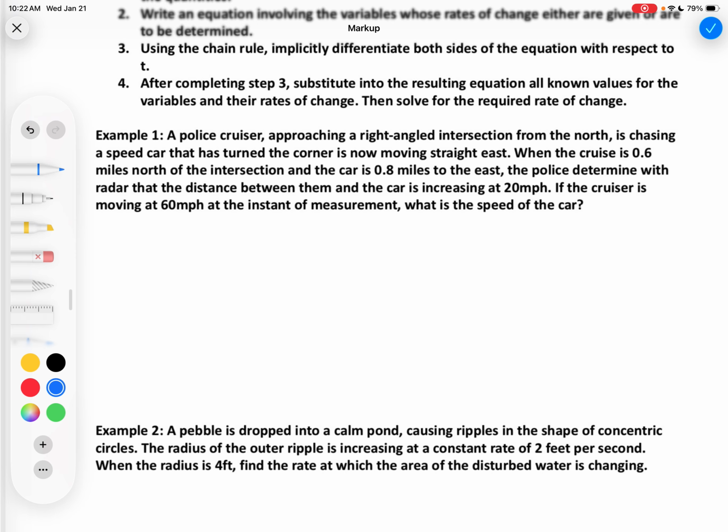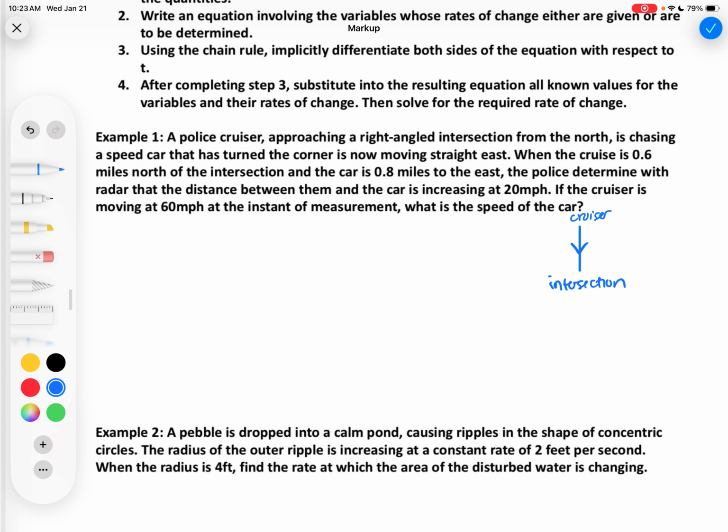Just to get a visual here, I have the intersection, and the police car is coming from the north. So I'm going to draw a little arrow here. I'm going to basically make a triangle. This is the cruiser. And then to the east is the speeding car going this way. They told me it's a right-angled intersection, so I'm thinking in my brain, I'm probably going to be seeing a triangle here, so I'm going to put that other side on there.